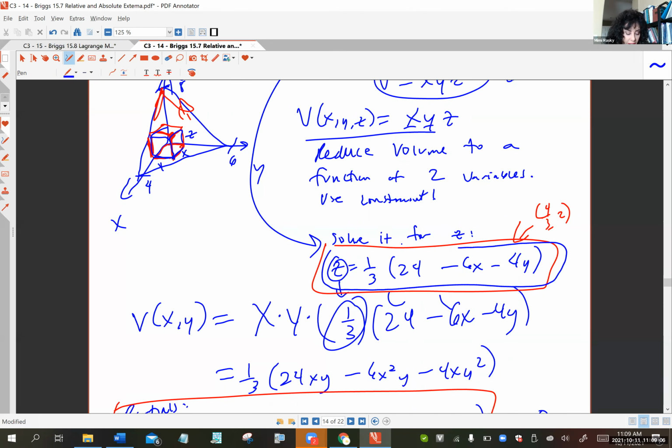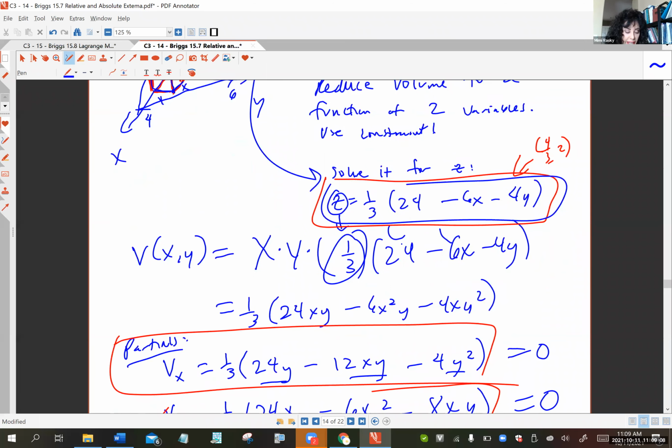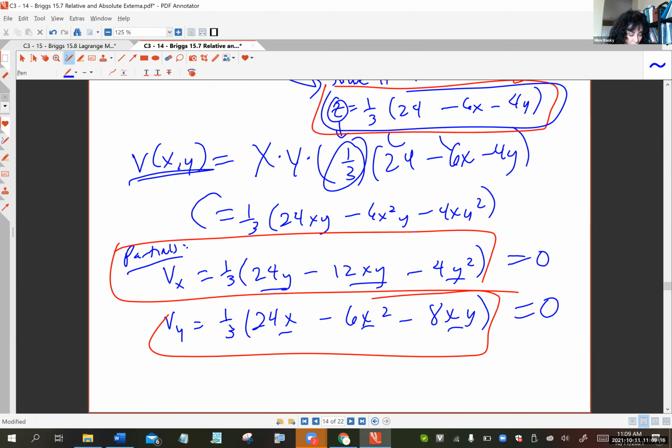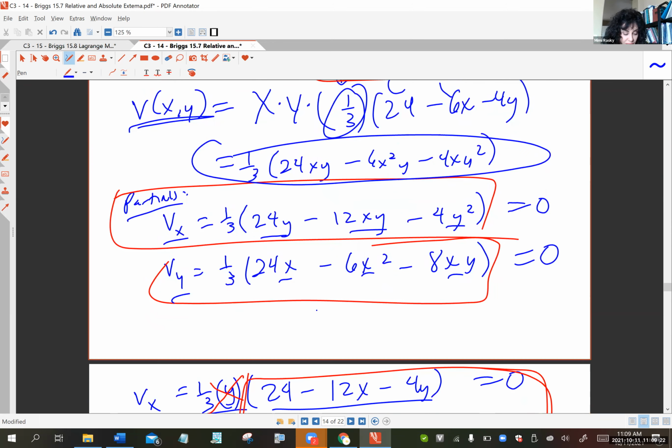There it is right there. And then we substituted that in place of the z in the volume equation. And that way volume was a function of x and y only. But then volume looked really horrible. And then when we had to take the partials, and then we set the partials equal to 0 and had to solve this god-awful nonlinear system of equations.